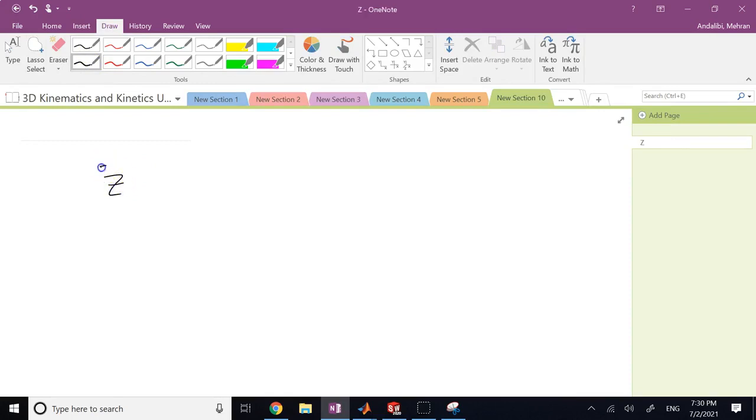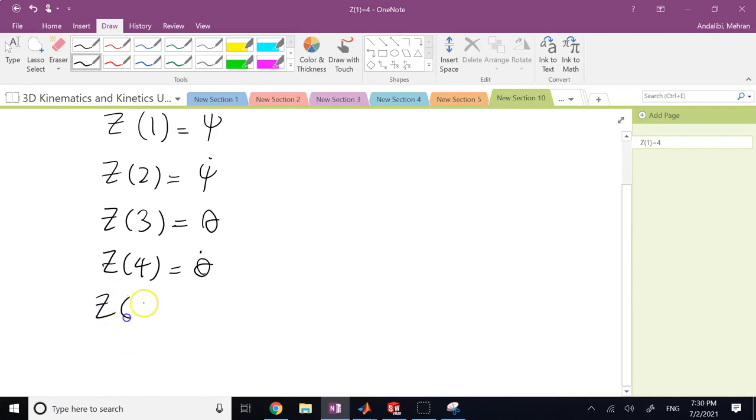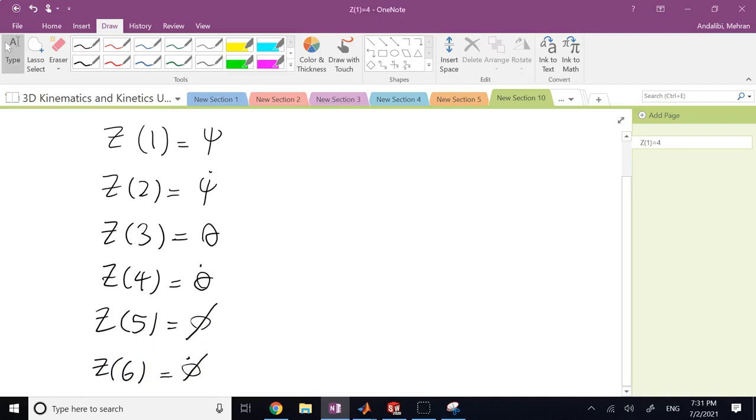So here I call them cap Z. This Z is different than the Z coordinate, of course. So Z number one, I chose it to be my psi. Z number two, I chose it to be psi dot. Z number three, I chose it to be theta. Z number four, I chose it to be theta dot. Z number five was phi, and Z number six was phi dot. So you need to choose these six variables in any order that you want. This is how I did it.